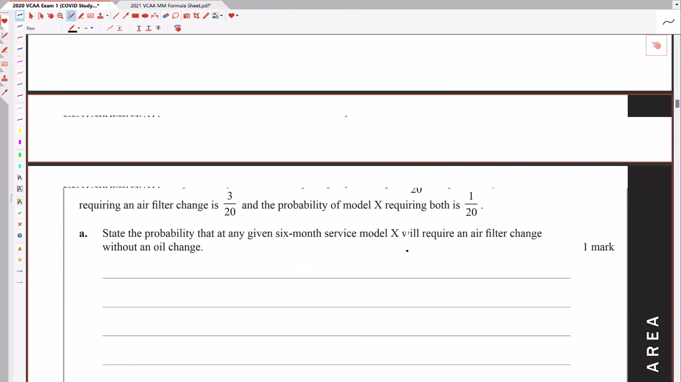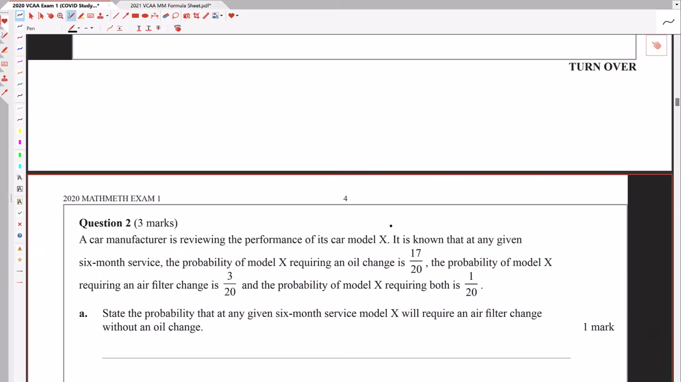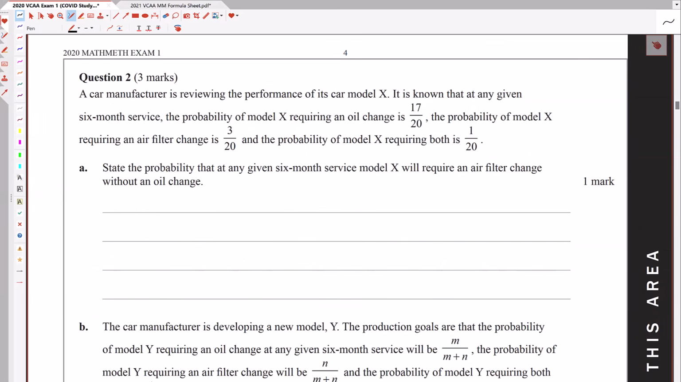Okay, question, my file seems to have corrupted a little bit here. There we go. Question 2, straight into some probability.